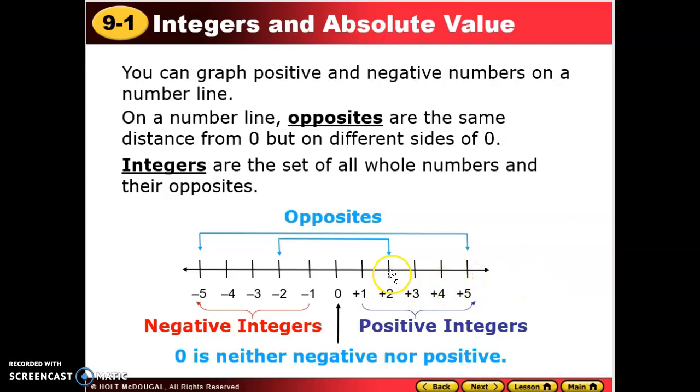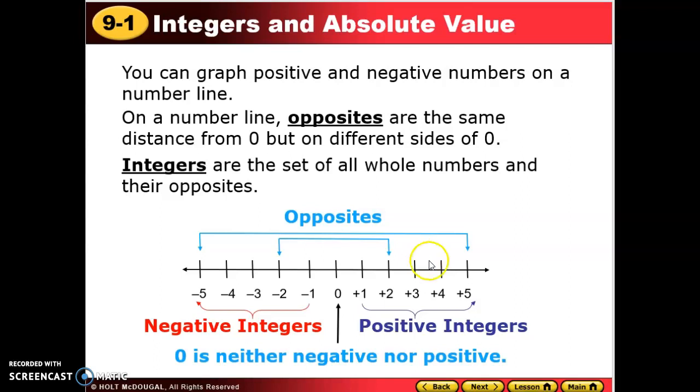If you have a positive 2, the opposite would be -2 because the 2 is 2 away from 0 in the positive direction. So the opposite of that would be going 2 away from 0 in the negative direction. So positives and negatives are opposites. The opposite of +5 would be -5, and so on.